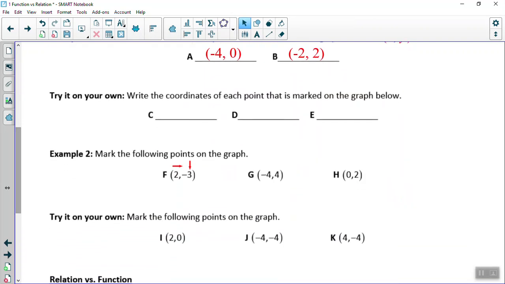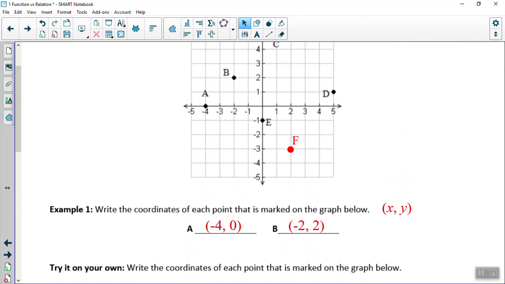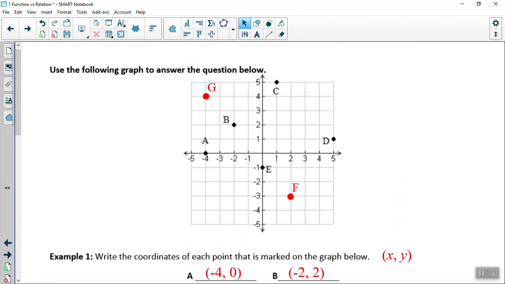Alright, the next one that they want us to do is -4, 4. So -4 on the horizontal means I'm going to go to the left. A +4 for the vertical move tells me I'm going to go up. So I'm going to start at the origin, and I'm going to go left 4, up 4. And then that is where point G should go.